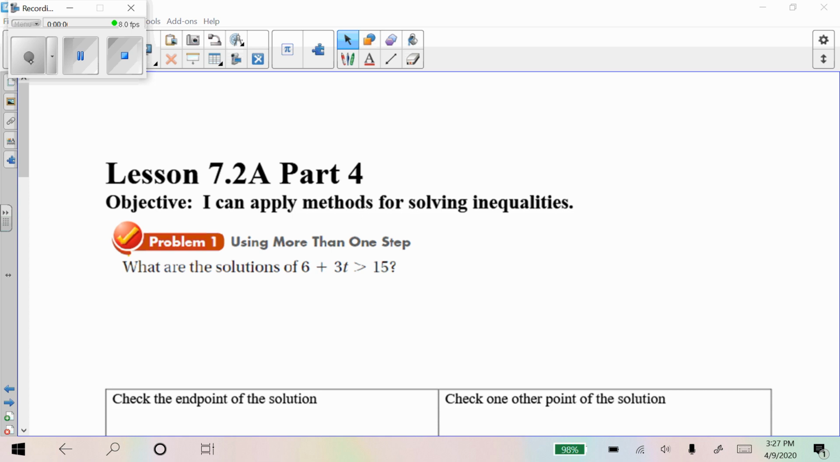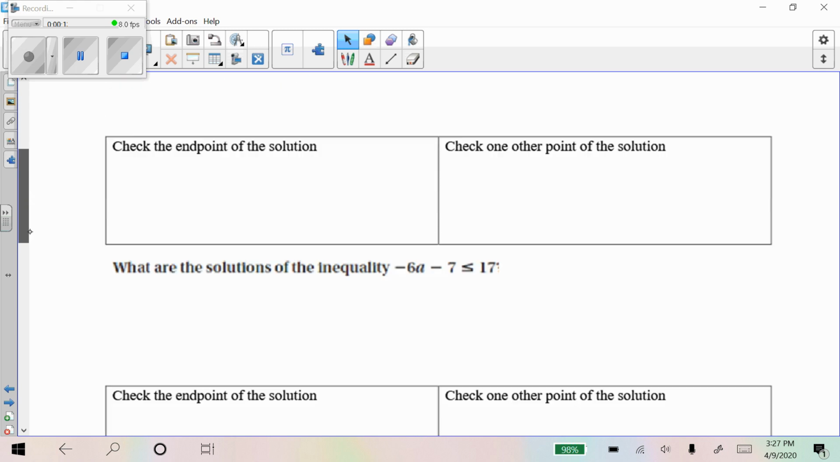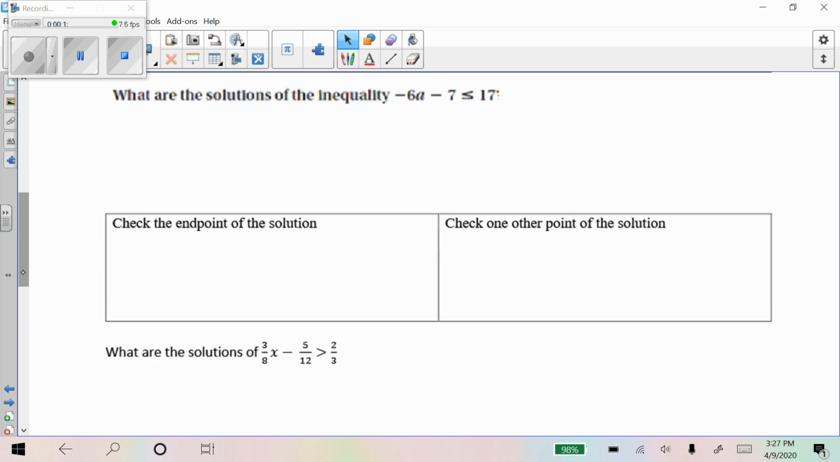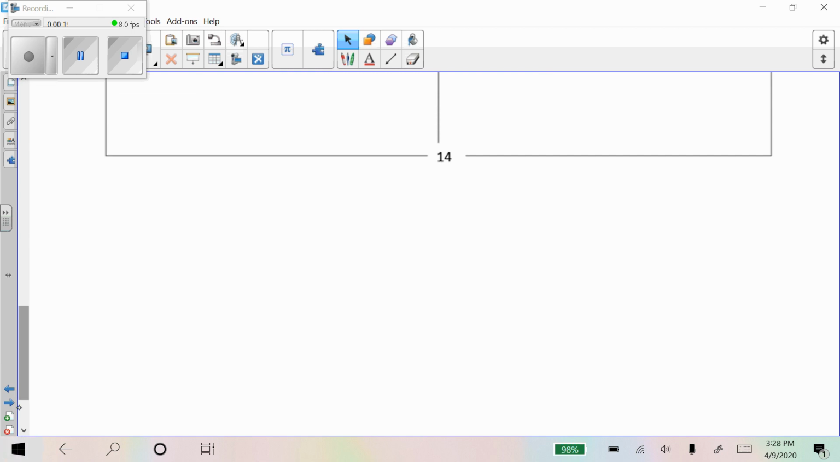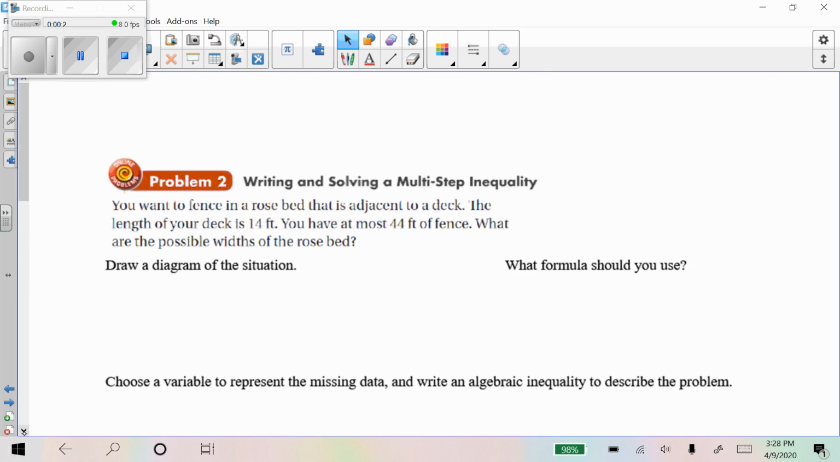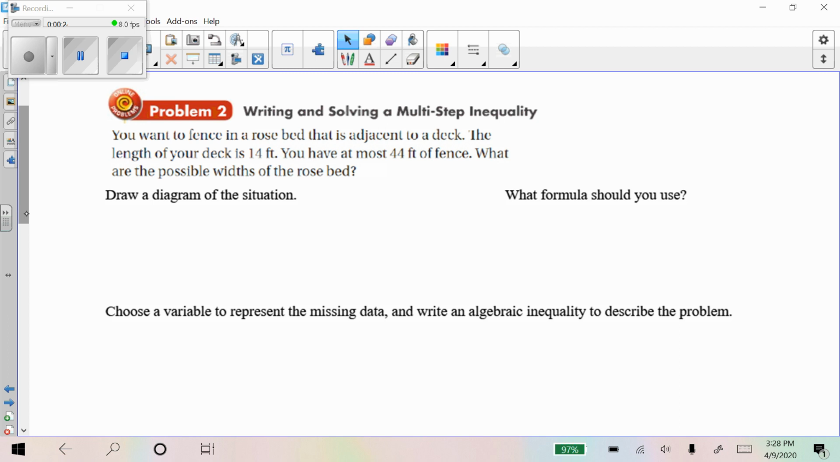We're going to do the second part of Part 4, Lesson 7.2. Today we're going to deal with situations where we have variables on both sides and also learn how to write inequalities for problems and then solve them. So let's start right here on the second page of this lesson.